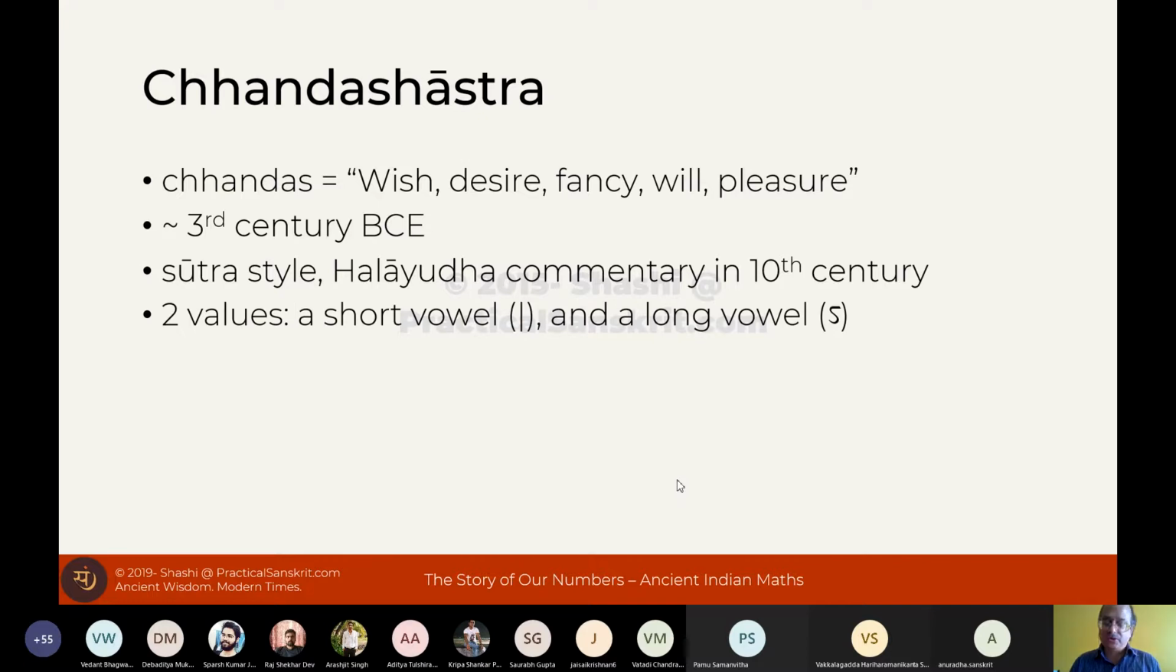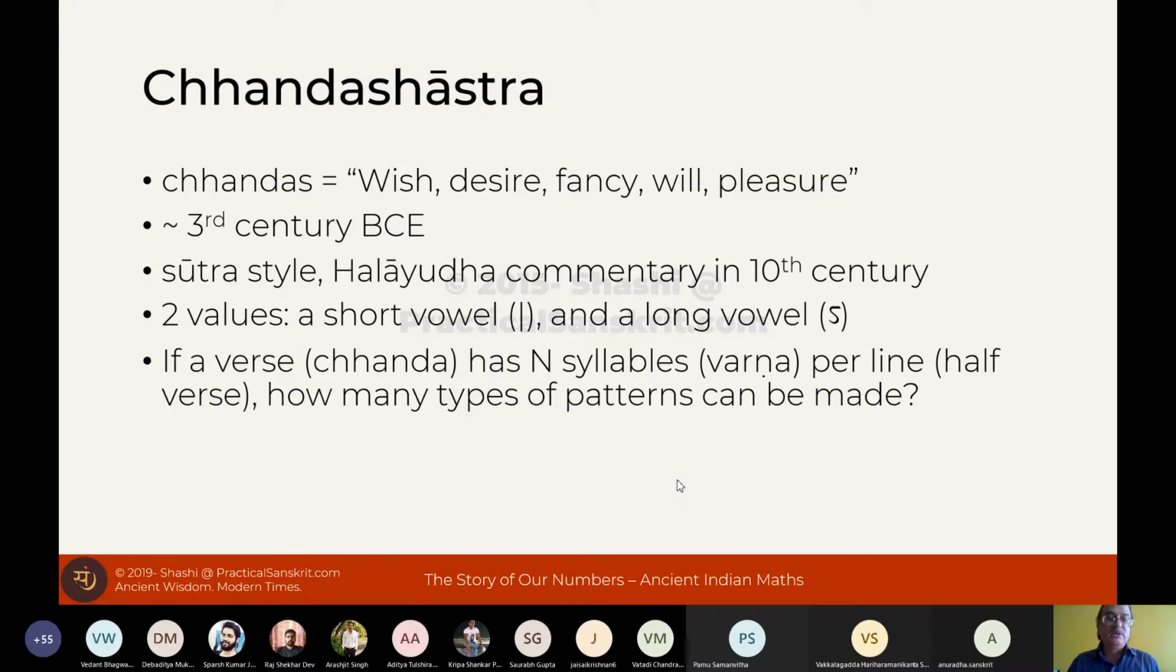So the two values of a short and a long vowel: if a verse or a chanda has n syllables, right? N syllables, and a syllable is something that ends in a vowel. So whenever the vowel comes, that ends one syllable. So per line, if you have n syllables, how many types of patterns can be made? So for example, the very common shlok that we hear is in the Anushtup Chanda, which has 8, 8, 8, 8. So 2 lines, and if you divide each line into 4 pieces, each piece has 8 syllables.